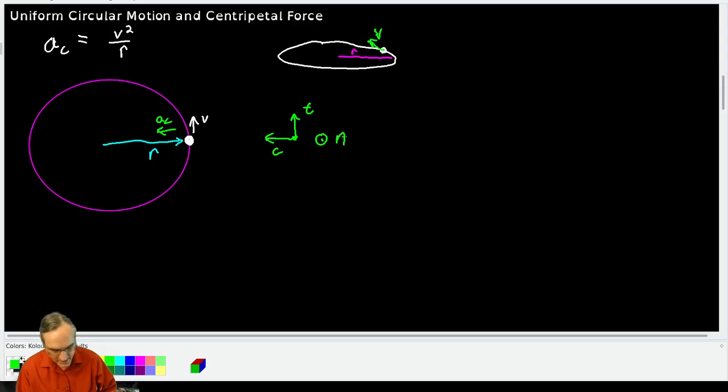The normal and the tangential directions will usually have zero acceleration, whereas the centripetal direction will always have an acceleration that is v squared over r, or if you prefer, the omega squared times r version. Sometimes we do actually prefer the omega squared version.